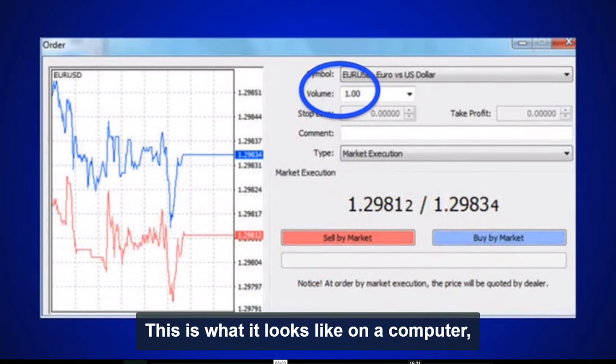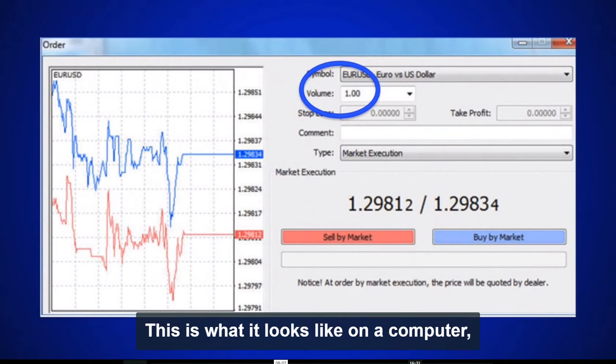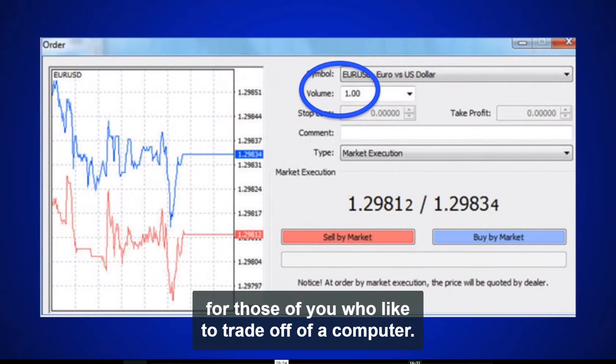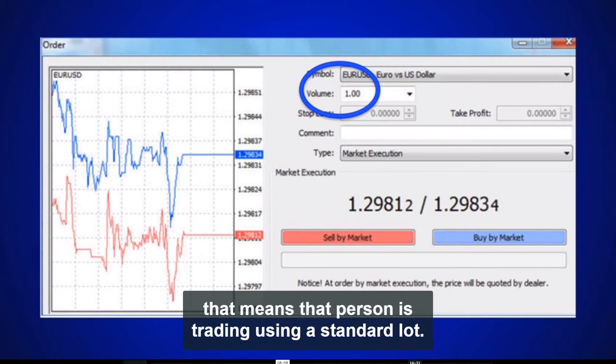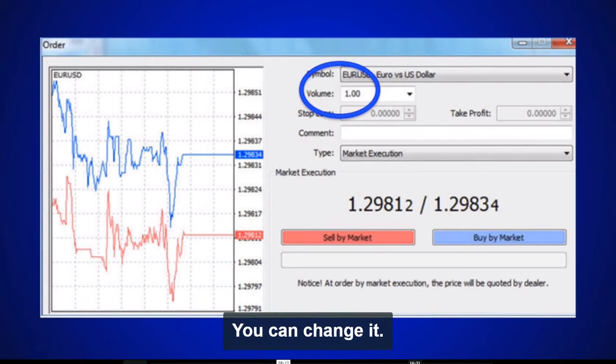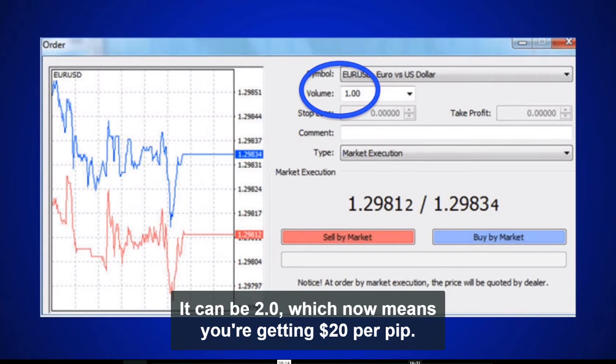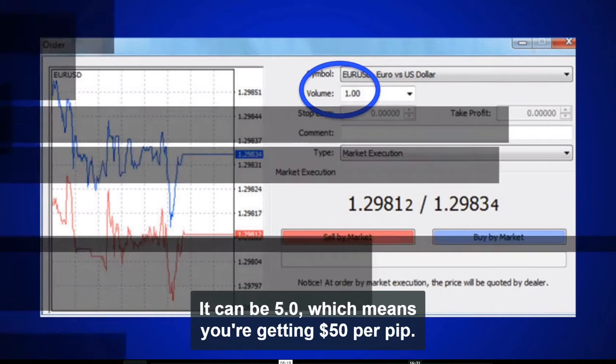This is what it looks like on a computer for those of you who like to trade off of a computer. What I was talking about with volume, that 1.0 right there, means that person is trading using a standard lot. You can change it. It doesn't just have to be 1.0. It can be 2.0, which now means you're getting $20 per pip. It can be 5.0, which means you're getting $50 per pip.